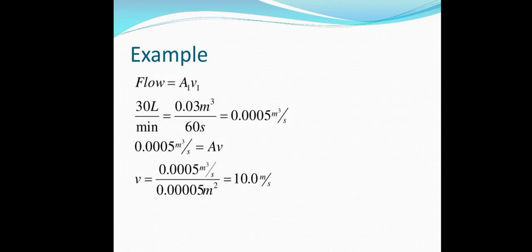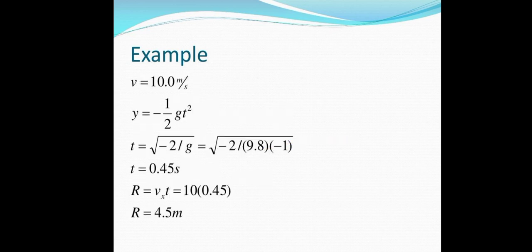Flow is equal to A1 into V1. So 30 liter per minute is equal to 0.0005 meter cube per second. So AV is equal to 0.0005 meter cube per second. Then the velocity can be found: 10 meter per second.